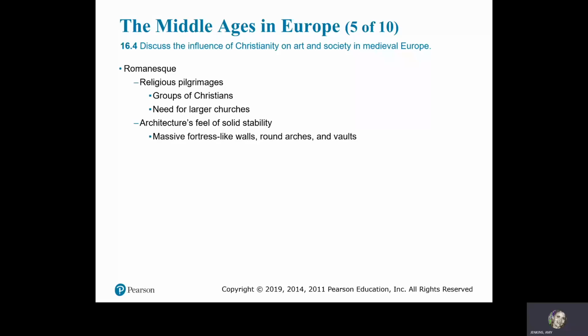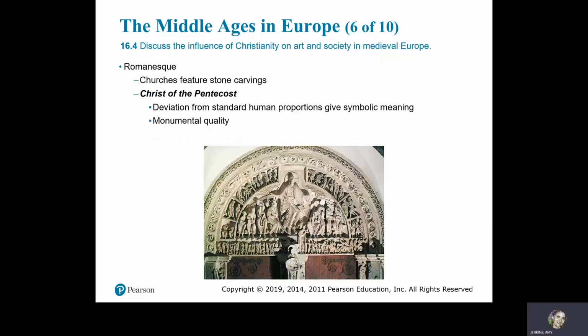They have a need for larger churches because of the number of people on these pilgrimages. The architecture has a feel of solid stability: the massive fortress-like walls, the round arches, and vaults. The churches feature stone carvings.